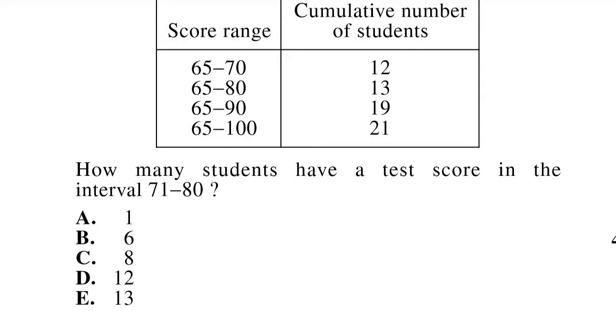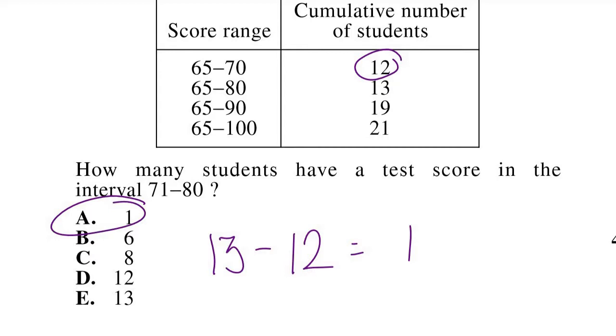So here we see that we have 70 and 80. So we know we want one between 71 and 80. This range right here gives us 65 to 80. That's 13. But we know that we don't want to include those 65 to 70. So we look at how many students scored in that range, so we subtract that. 13 minus 12, we get 1. So one student had a test score in the interval 71 to 80.